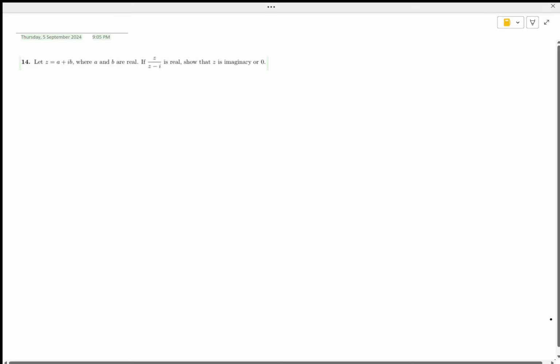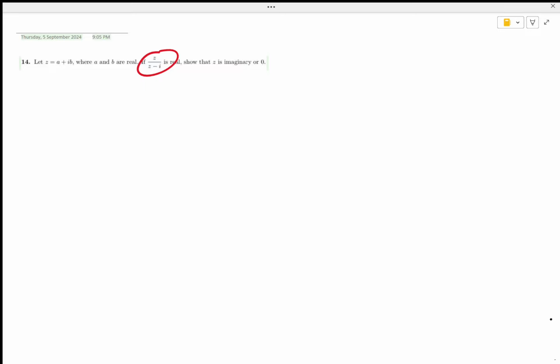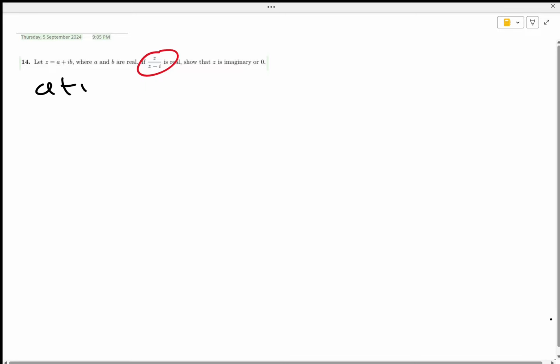Alright, so question 14: let z equals a plus ib, where a and b are real. If z over z minus i is real, show that z is imaginary or zero. Right, so first thing you want to do here is replace the z's with what is given, so it will become a plus ib over a plus.